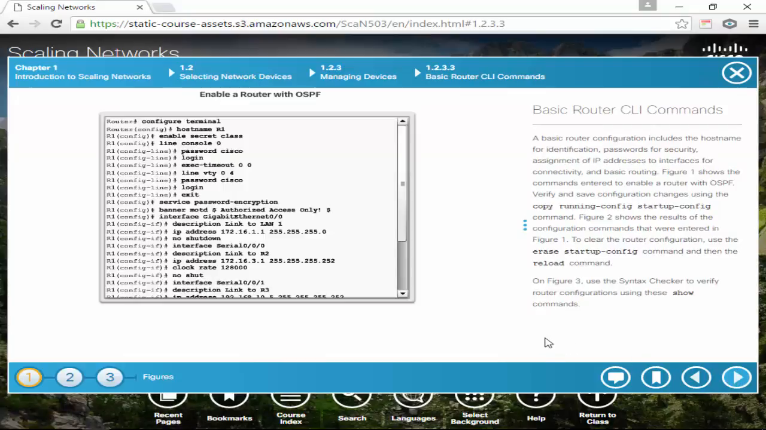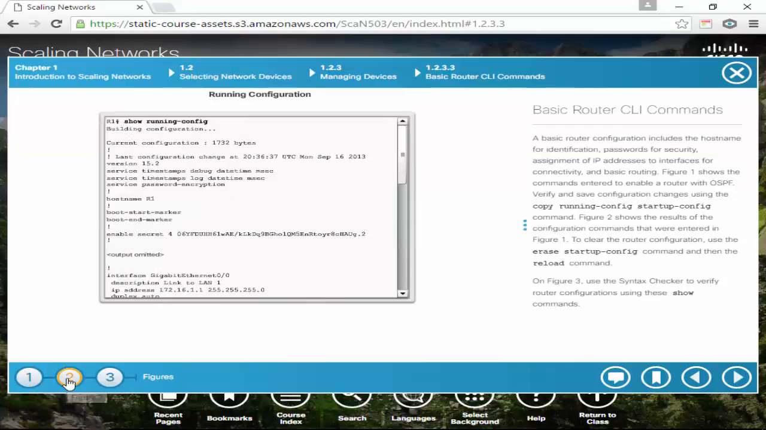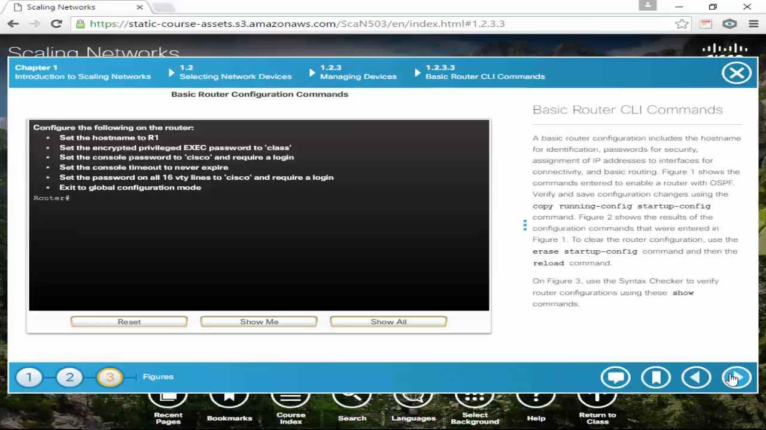Oh, basic router CLI commands. Copy run, copy start. Okay. Show run, show start. Also erase startup, reload. I think you guys have all seen these many a time. Feel free to go through and set the host name, encrypt the privileged exec password, set the console password to cisco, and set the console timeout to never. Okay, you might have to look that one up. Anyways, feel free.